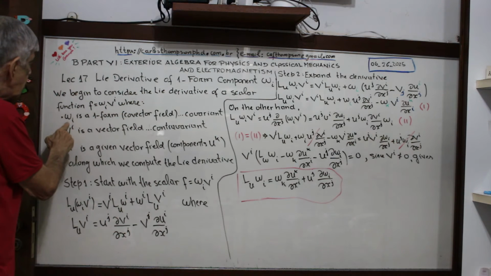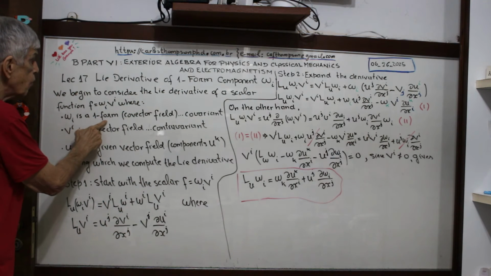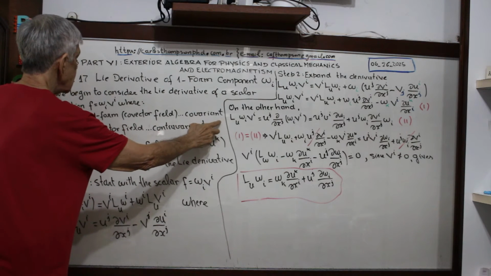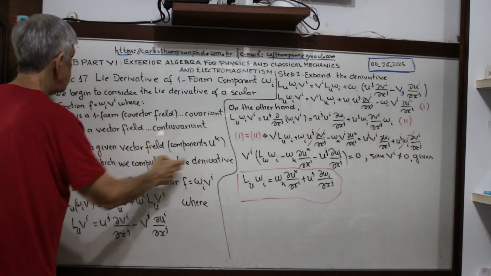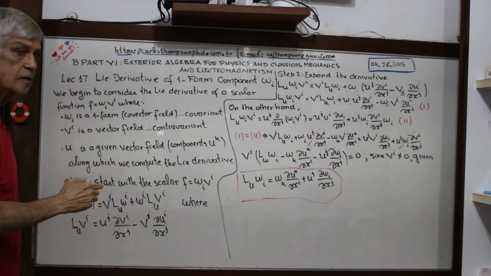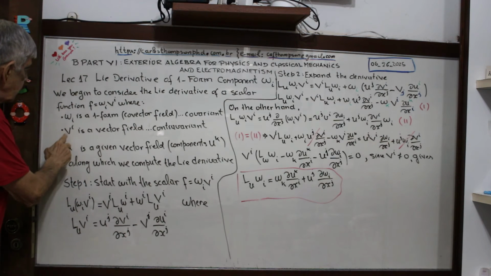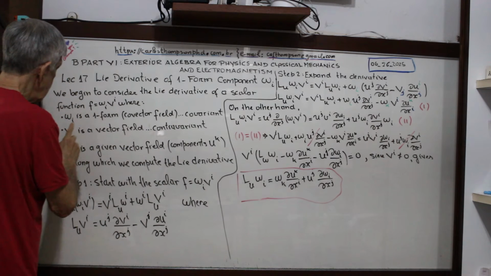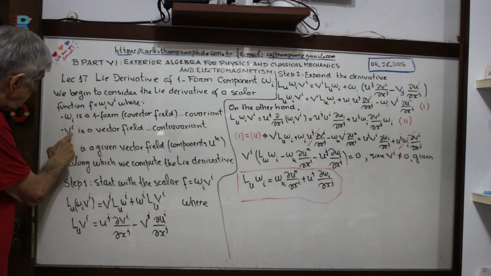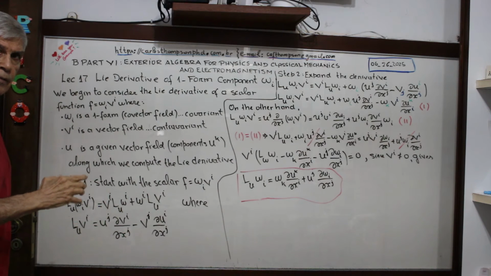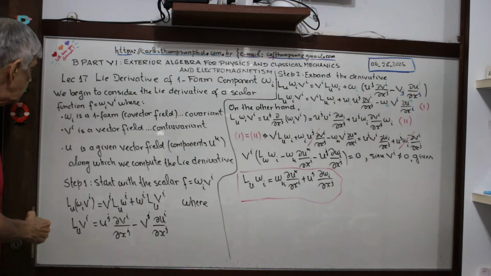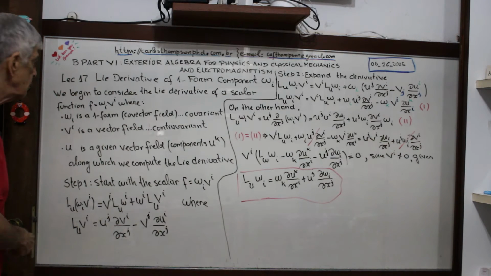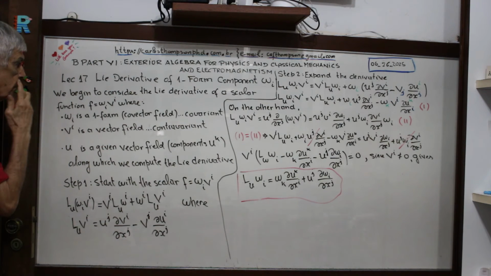Now omega sub i is a one-form, a covector field. They are covariant in this case. It's a covariant variable because i here is a lower index. v^i is a vector field, contravariant. v^i here belongs to the tangent vector space, and omega_i belongs to the cotangent space, or dual space.